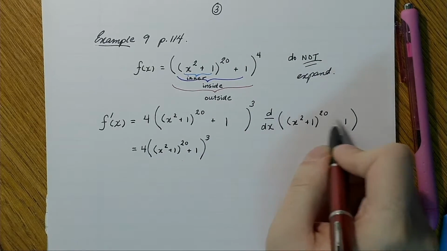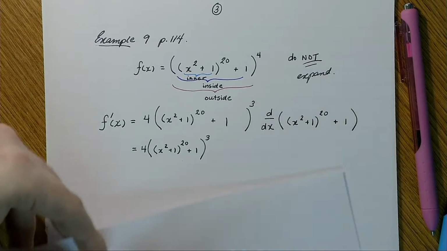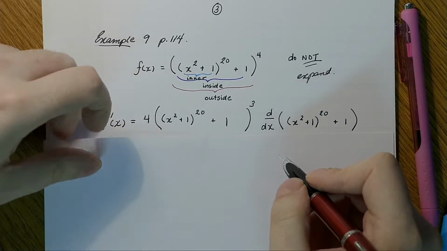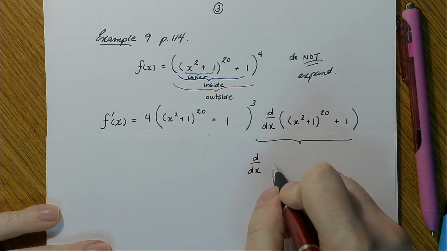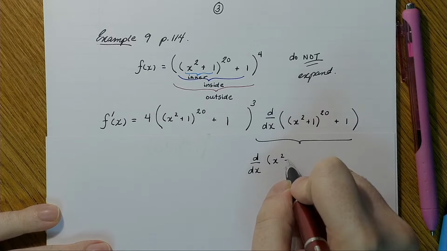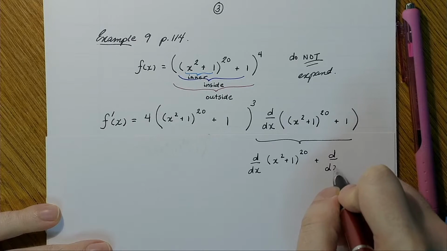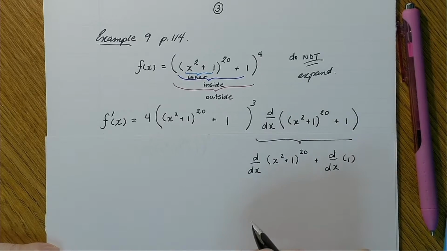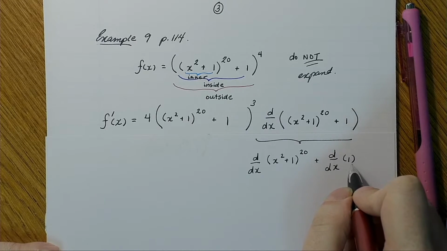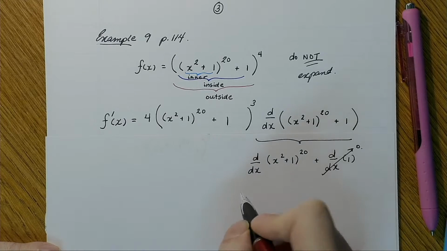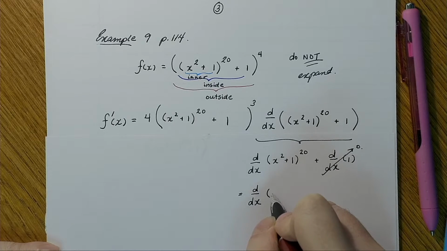Okay, so when I take the derivative here, really what this is saying is d by dx of x squared plus 1 to the 20, plus d by dx of 1. Now the derivative of a constant is 0, so that goes to 0. So I'm left with the derivative of just this to work through.